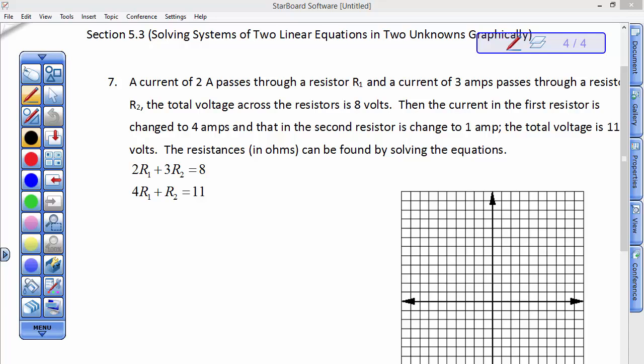Okay, what the heck? I thought we'd go ahead and do this story problem. A current of 2 amps passes through a resistor R sub 1. That's this 2, R sub 1. A current of 3 amps passes through the resistor R sub 2. That's this 3, R sub 2. The total voltage across the resistor is 8 volts.